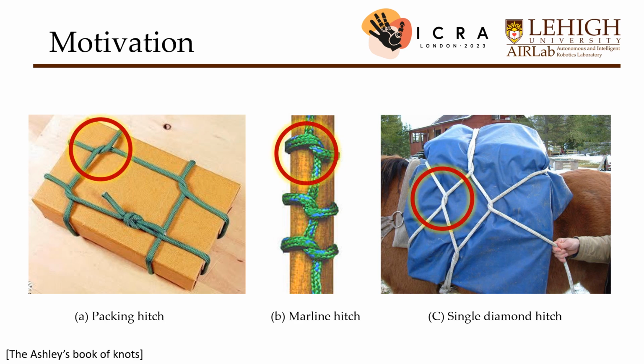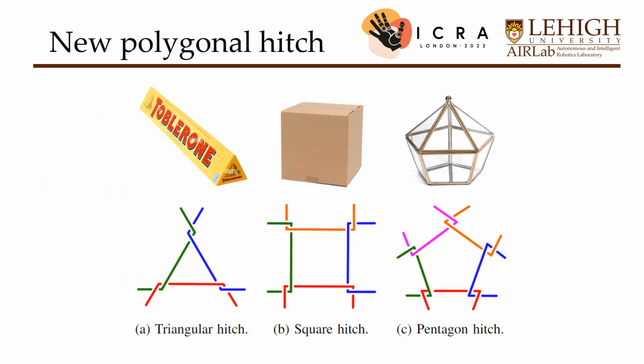We found interesting physical hitches, such as the packing hitch, marine hitch, and single diamond hitch. All of them used multiple cable intersections to hold objects. The hitch is defined by a polygon, making it versatile and adaptable to a wide variety of objects. And depending on the cross-sectional object shape, we can choose a convex polygon, such as a triangular hitch, a square hitch, or pentagon hitch, and so on.